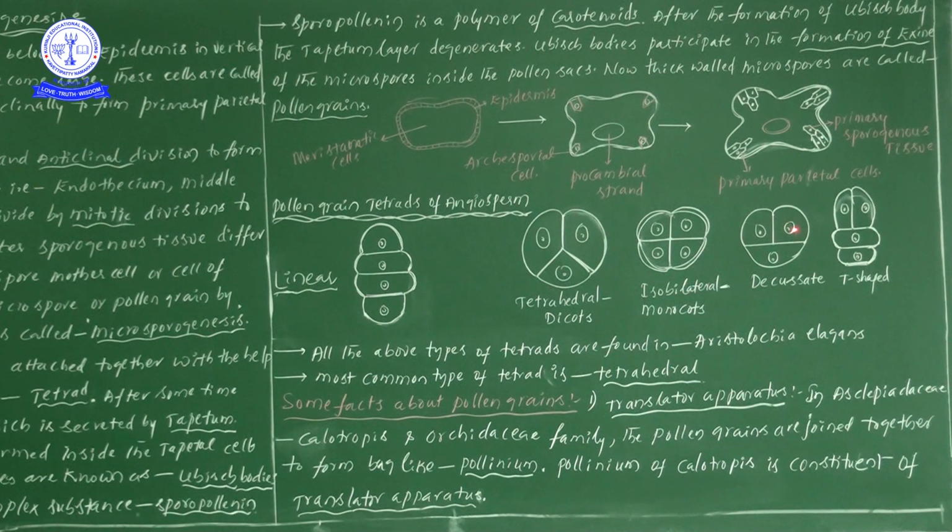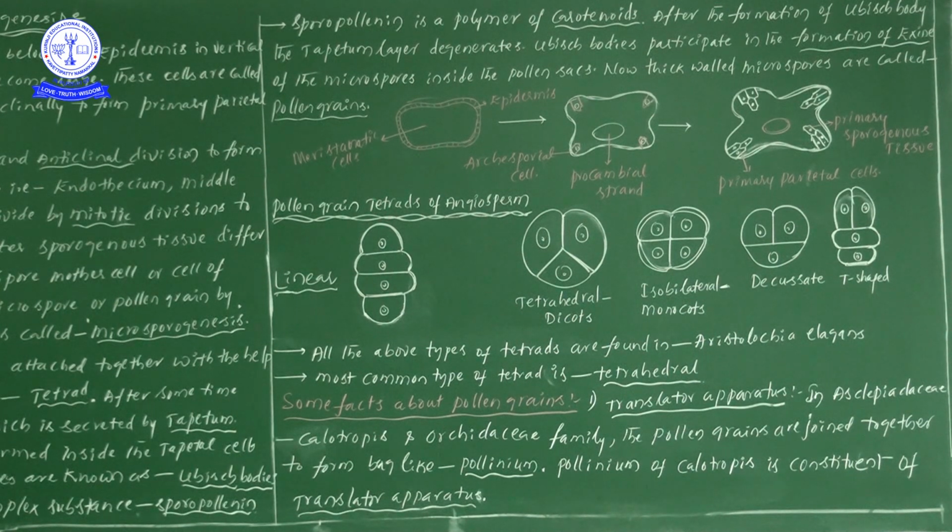Next one, only 3 appear, but here 2 cells are beside each other and one will be below the 2 cells. So this is the decussate type. Next one, T-shaped. Here one line and here 2 cells, so thereby a T-shaped tetrad arrangement. And the last and final one is linear, where everything is in one line.